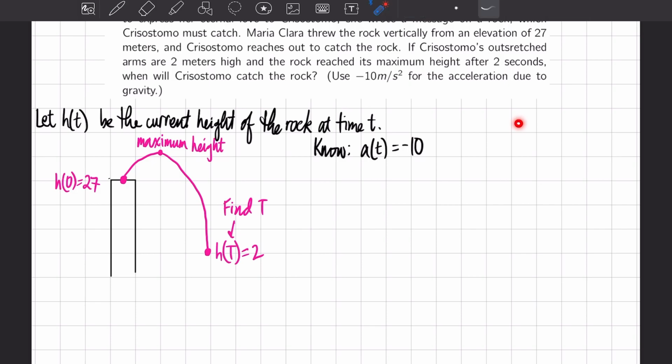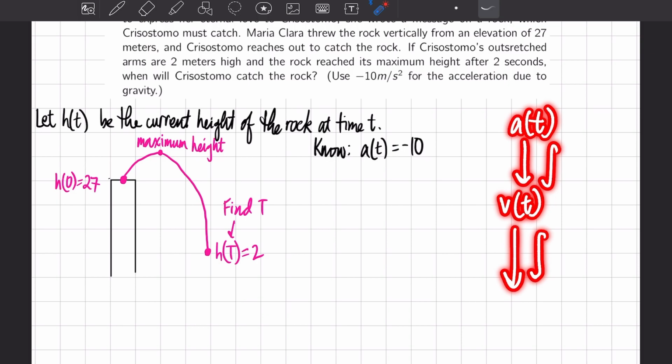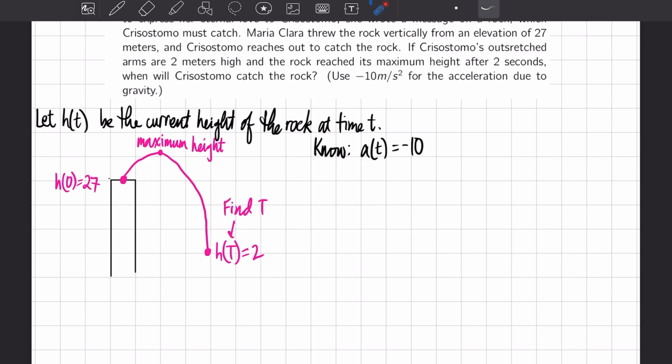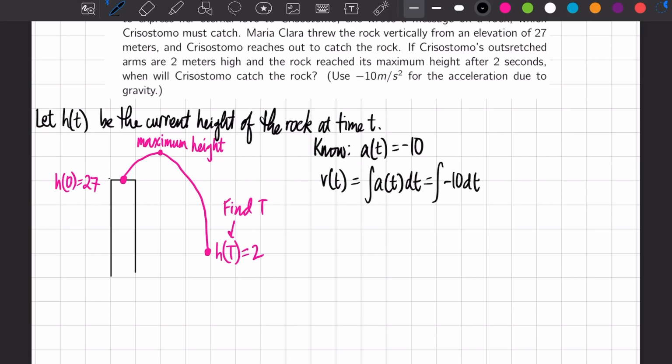Recall that given the acceleration, when you integrate this once, what you'll get is the velocity. Then integrating this once more, you get your height or your position. So first, we integrate this one to obtain the velocity. So we have v of t equals the integral of a of t dt, and that's the integral of negative 10 dt. And that one is just negative 10t plus some constant, say c1. Now our problem is we have an unknown constant here.